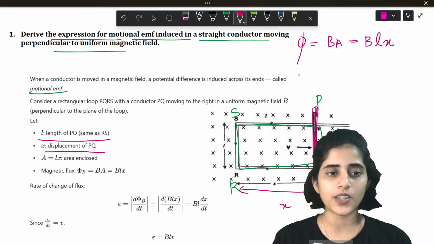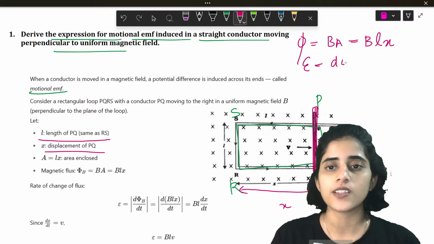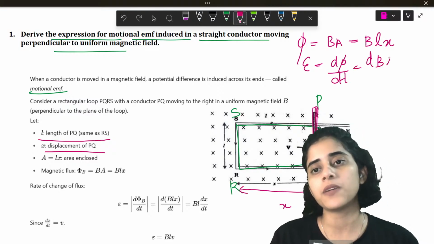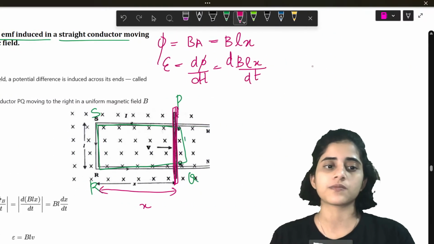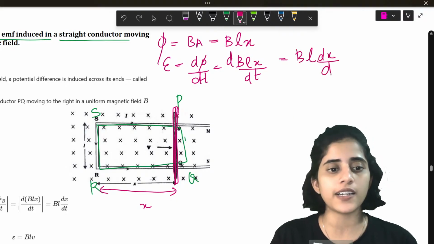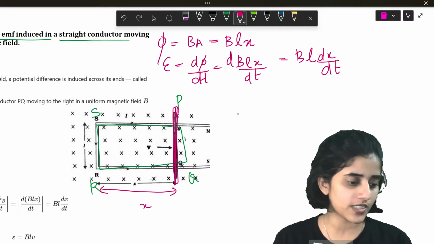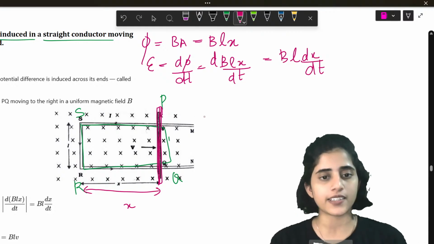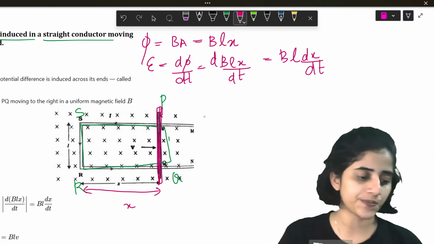Now the rate of change of flux is d phi by dt, which is d(BLx) by dt, which is BL dx by dt. For those of you who didn't see the figure, the pink line is the conductor. The conductor can move all the way through x.